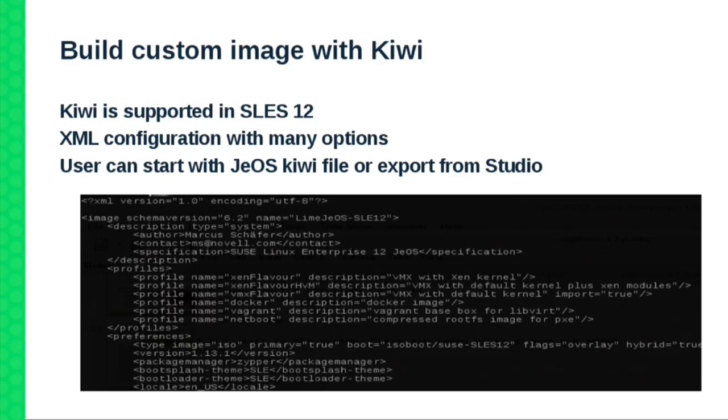So the options for building images. If you're building with Kiwi, it's a supported option as part of SUSE Linux Enterprise Server 12. And it's an XML configuration with many, many options and many ways of writing it up. If you don't want to start from scratch, you can take the JeOS Kiwi file or export from Studio and build on top of that, or click together in Studio a file that contains as much as you want and go from there.